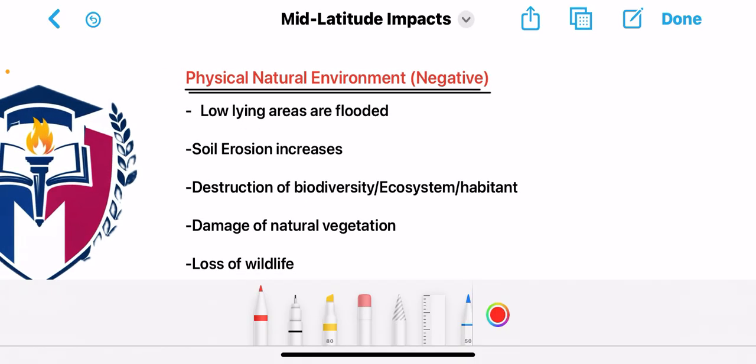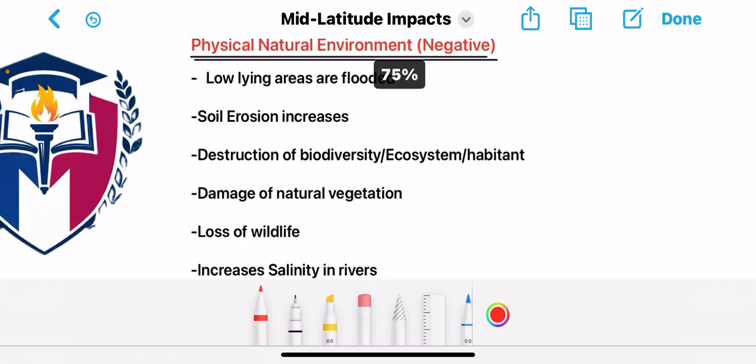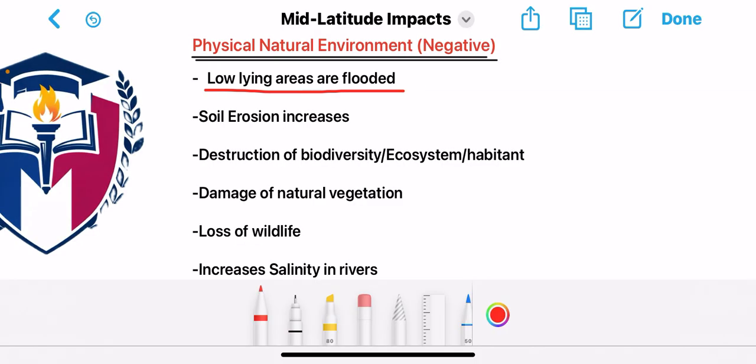So the physical, natural environment, we also have the negative impacts. What are the negative impacts? Low-lying areas are flooded. There are people who have houses near the rivers. Let's forget people because we are referring to the physical natural environment. There are places which are near the river, and those places are low-lying areas. Those places are easily flooded by water.